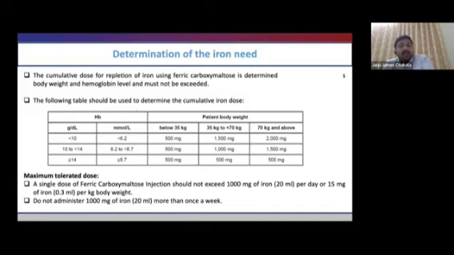And for hemoglobin level more than 14, below 35 kg, 500 milligram is required for iron deficiency correction. Between 35 and 70 kg also 500, and above 70 kg also 500. So that doesn't change much in patients having a hemoglobin level more than 14. The maximum tolerated dose of FCM should not exceed 1000 milligram of iron per day. Do not administer 1000 milligram of iron more than once a week.